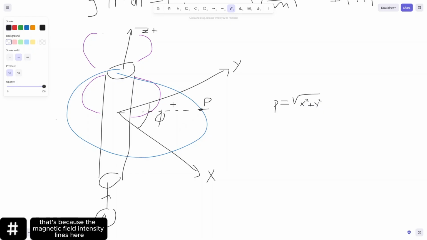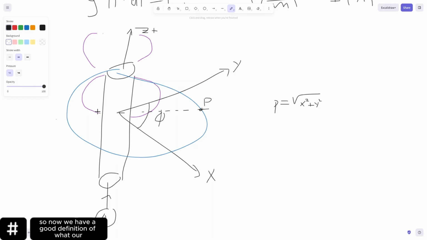And why is that so? Well, that's because of the magnetic field intensity lines here, these purple lines. The amount of these lines that we capture when we make this circular blue integral depends on how wide the integral is. So there is a relation between the magnitude p and the magnetic field intensity because of how much field intensity we capture in this integral.